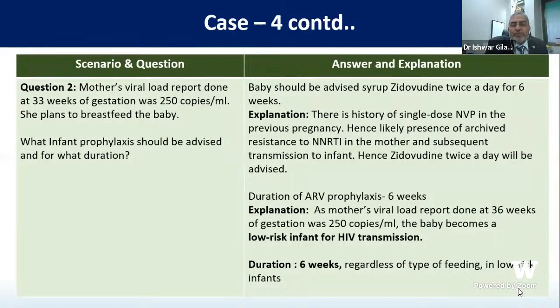Duration of ARV prophylaxis will be 6 weeks. Here, the mother's viral load being less than 1,000, which is just 250 copies per ml, the baby becomes a low-risk infant for HIV transmission. Therefore, 6 weeks, regardless of type of breastfeeding or no breastfeeding, in a low-risk infant, 6 weeks will suffice.